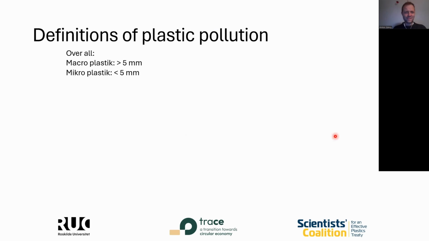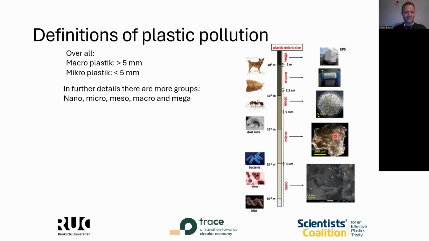So what are we talking about when we're talking about plastic pollution? Some overall terms here, very briefly. We can separate it very roughly into macroplastics, being larger than 5 millimeters in size, and microplastics, being less than 5 millimeters in size. That's the most simple distinction between these two categories of plastic pollution. We can go more into detail.